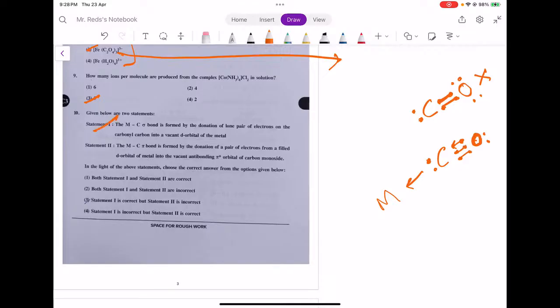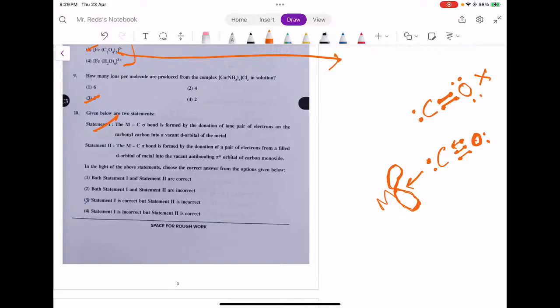Donation of electrons on the carbonyl carbon into vacant d orbital of the metal. See, carbon monoxide is the ligand. Ligand means the molecule or ion which donates a pair of electrons, and the metal atom is taking it. Metal has empty d orbitals, vacant d orbitals ready to take up the pair of electrons from the ligand. Statement 1 is correct.